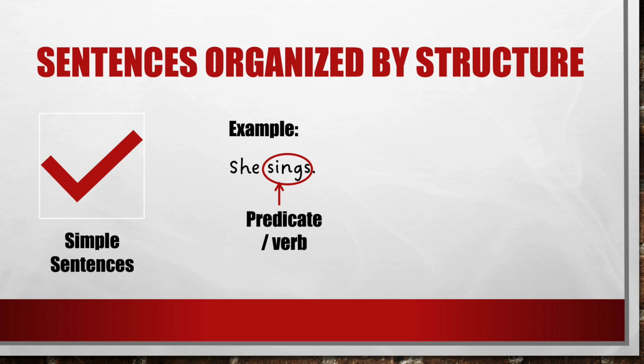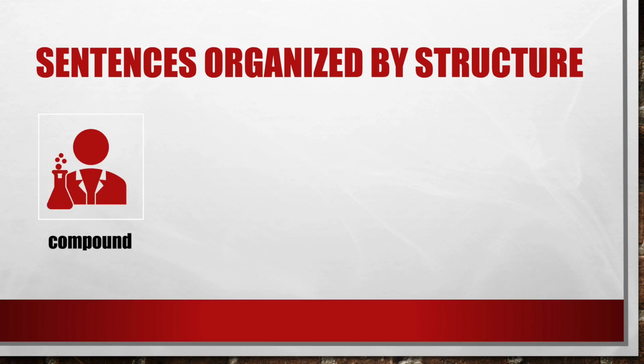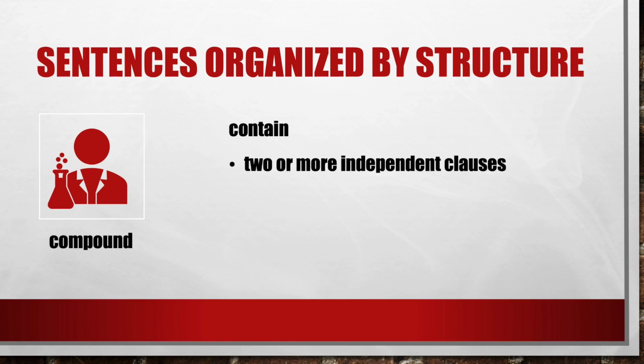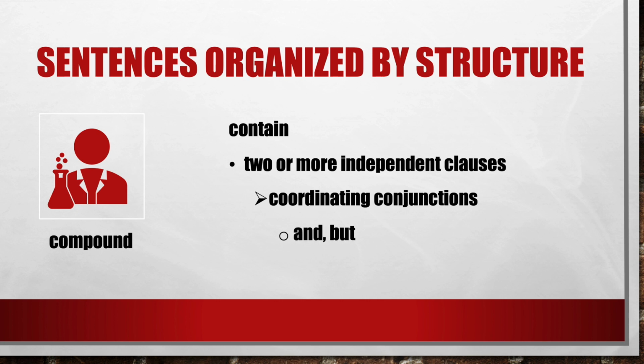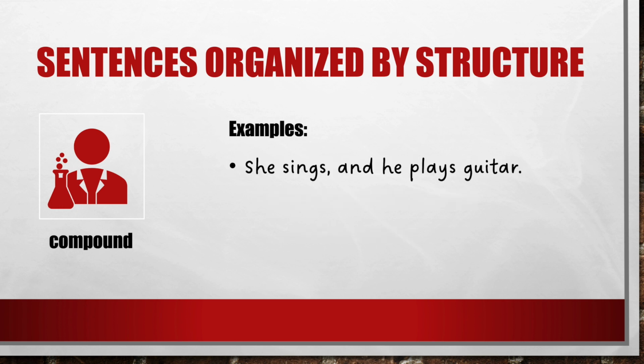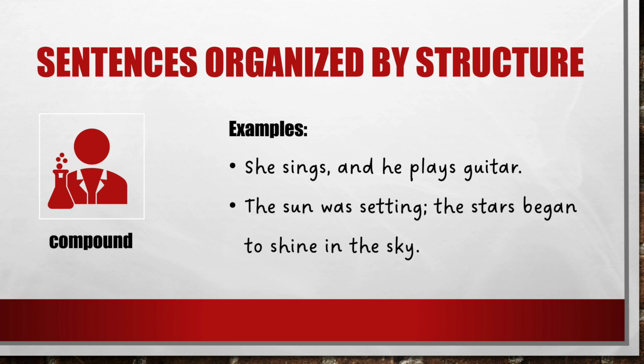Next, let's have a look at compound sentences. These are sentences that contain two or more independent clauses joined by coordinating conjunctions such as and, but, or, and so, or by a semicolon. An example of this kind of sentence would be, she sings and he plays guitar. Just to show you one that uses semicolons, here's one more. The sun was setting; the stars began to shine in the sky.